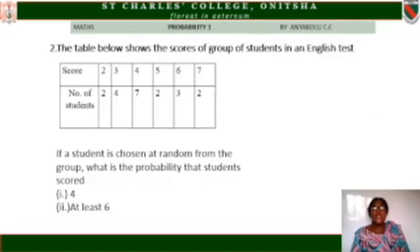Example 3. The table below shows the scores of a group of students in an English test. Score 2, number of students is 2. Score 3, number of students is 4. Score 4, number of students is 7. Score 5, number of students is 2. Score 6, number of students is 3. Score 7, number of students is 2. If a student is chosen at random from the group, what is the probability that the student (i) scored 4, (ii) scored at least 6?